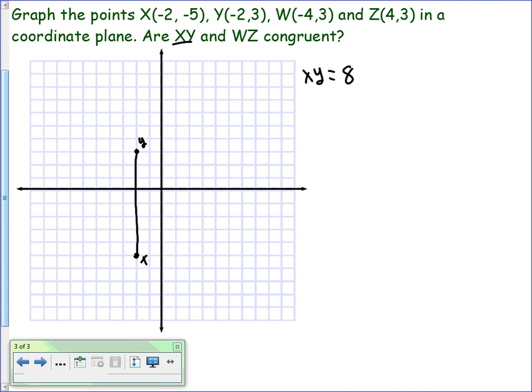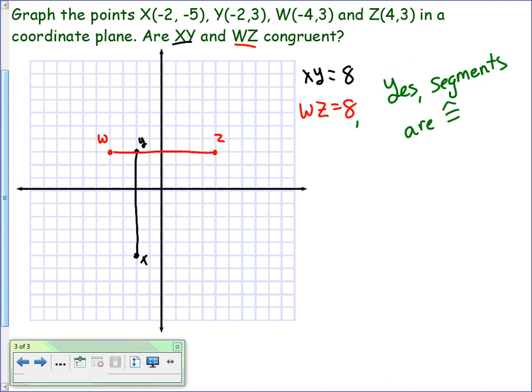And now I'm going to do the same thing with WZ. So I'm going to go plot W, and then I'm going to plot Z. Draw that segment, and I'm also going to count 2, 4, 6, 8. So WZ, also 8 units. Since they're both 8, yes, the segments are congruent. If they were different lengths, we'd say they're not congruent.